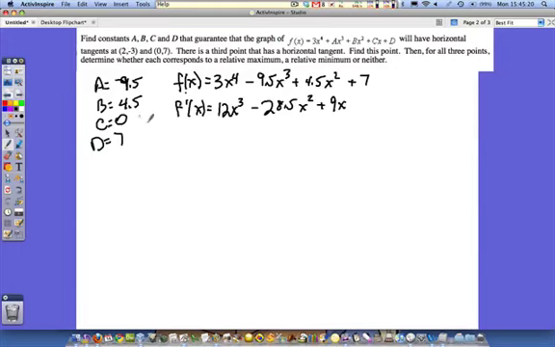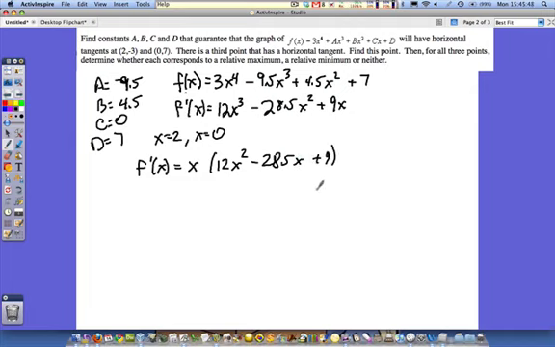Okay, so now for part 2, we've got to figure out this third point where the horizontal tangent occurs, or the third horizontal tangent. Now here's the thing. We know that there are zeros of the derivative at x equals 2 and x equals 0. So let's just do this. Let's take f prime, and I'm going to factor an x out of that derivative: 12x squared minus 28.5x plus 9.